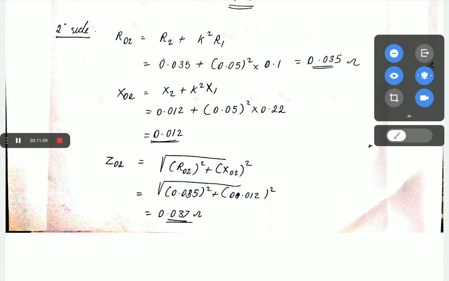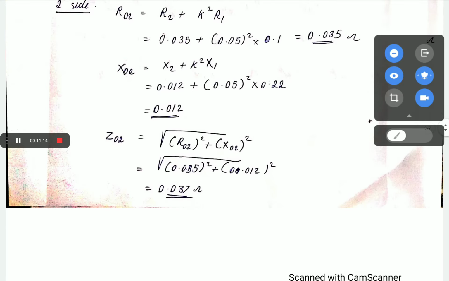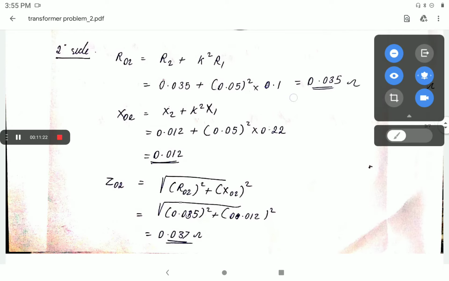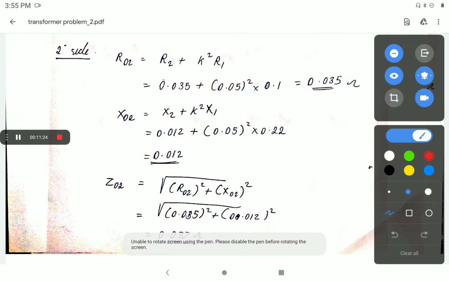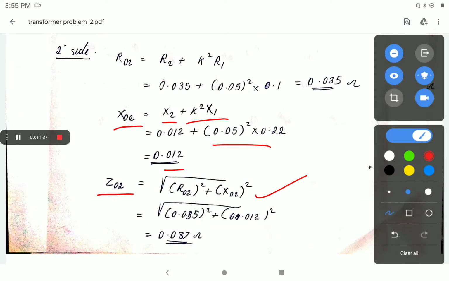Here for R02, the secondary side parameter R2 is given. You have to transfer primary to secondary. Primary resistance R1, so multiply by K square. So substitute the K square value here, multiply and get the answer. Then find out X02, X2 plus K square X1. Substitute here and you will get the value. Then to find Z02, take the root of the sum of squares of these. Then you will get the whole values.